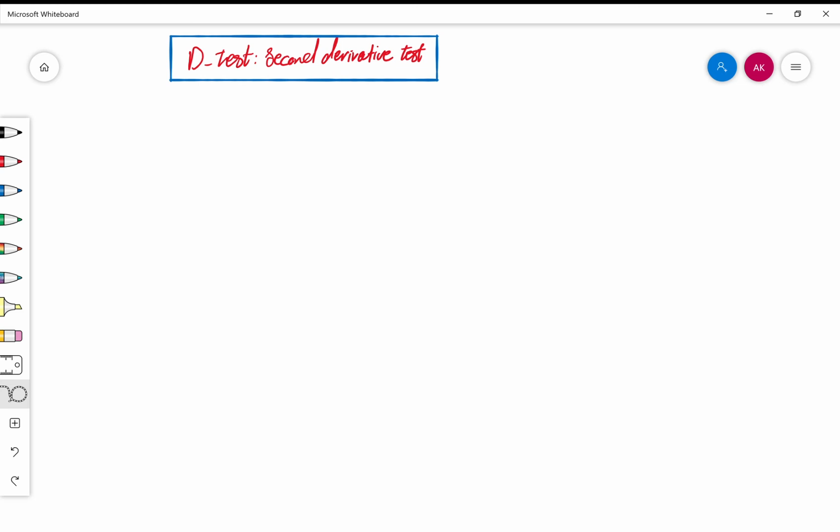Hello everyone, in this video I'm going to teach you what is called a D-test. Before I start the D-test itself, let's just see where we are. As we mentioned several times before in this section, the goal is to find relative max or min of a function with two variables. That's the goal. Still, we are trying to figure out how does that work.